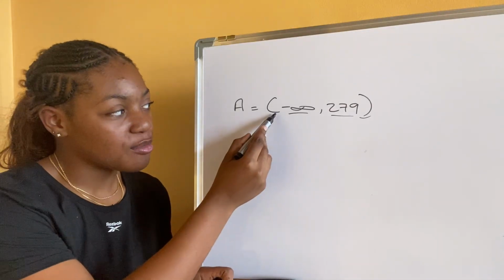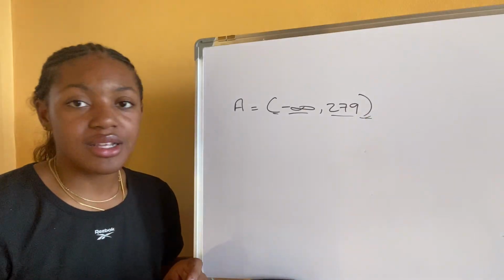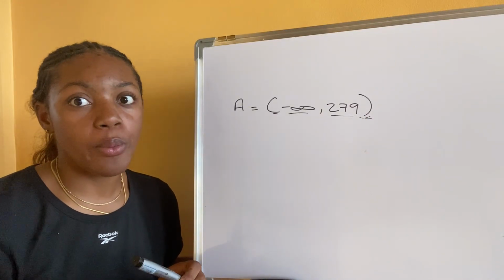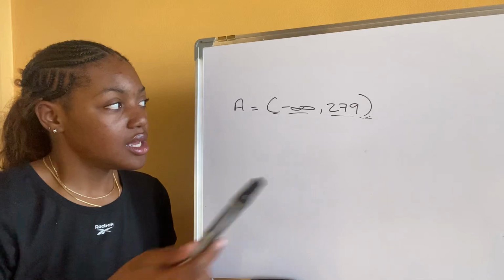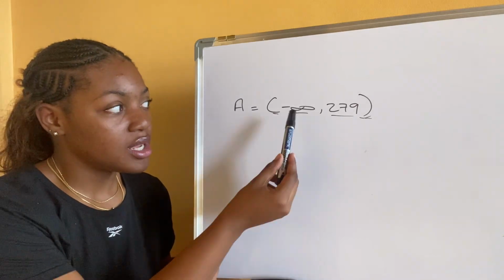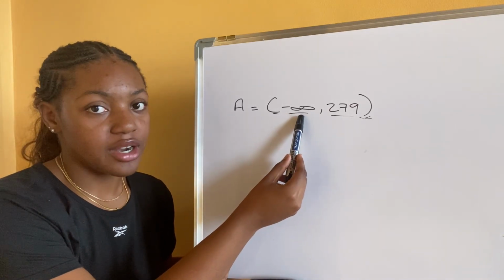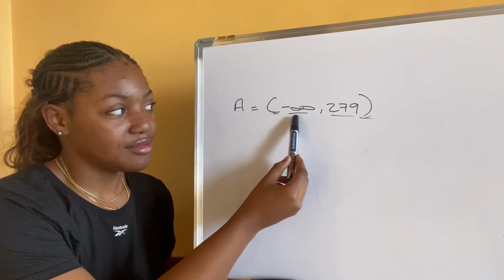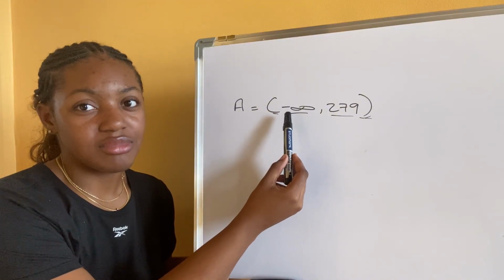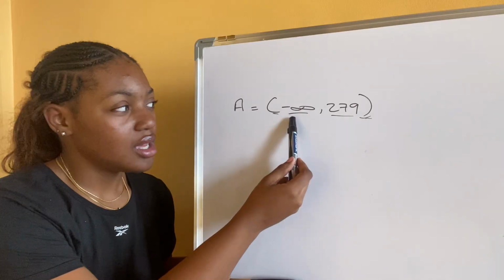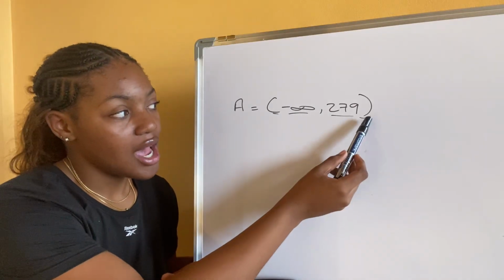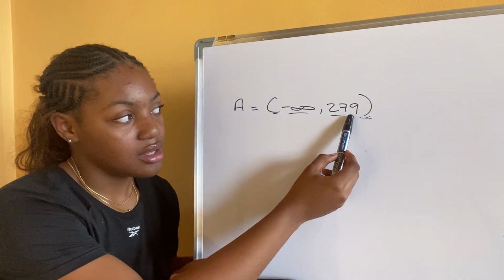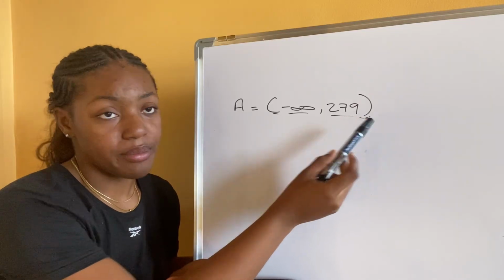So when we have a curved bracket like this, it's basically telling us that this is an open interval, meaning that whatever number you see right here beside the open interval bracket is not included in the set. And the same thing goes for this side. The 279 would not be included.